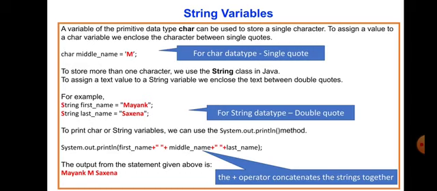The output from the statement given below is very simple. Mayank is the first name, M is the middle name and Saxena is the last name. So using that plus operator, we have clubbed or joined the first name, the middle name and the last name. Hope you understood this concept of string variable, which is very simple. For character it is a single quote and for string it is double quote. You may join them together with the help of a plus operator. Can we move on to the next slide, children?